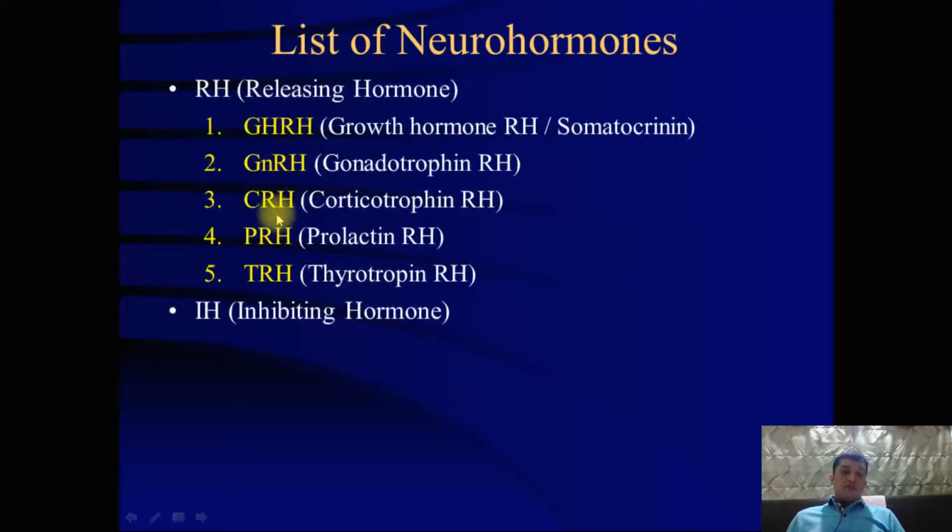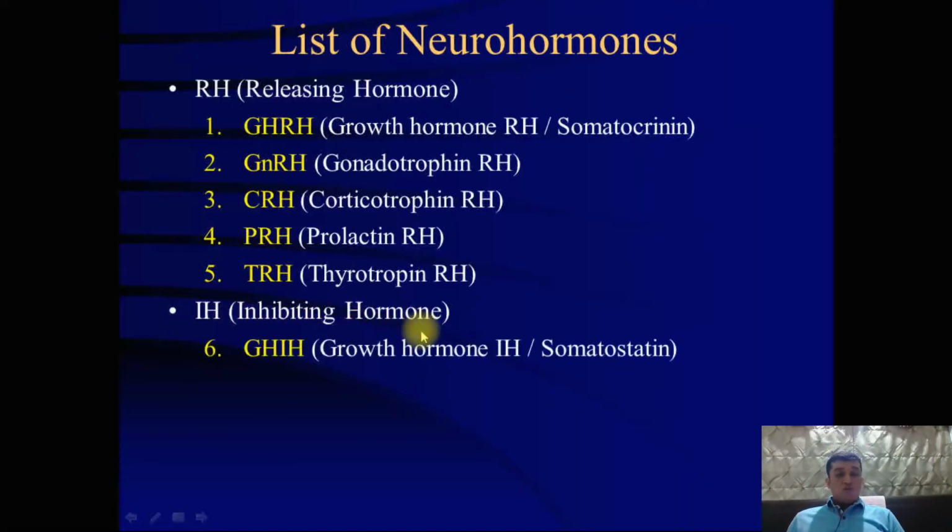Now for stimulation of release, you definitely have RH, that is releasing hormone, for all anterior pituitary hormones, but only for a few hormones we also have an inhibiting hormone, right. So inhibiting hormone is only for two, that is for growth hormone, and second is for prolactin. These two hormones can be inhibited by the hypothalamic release of the IH hormones.